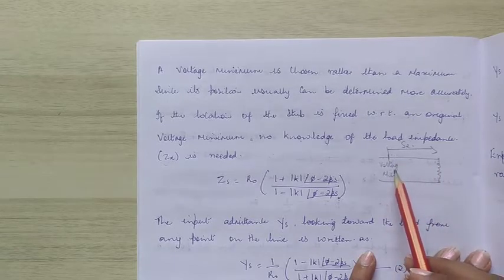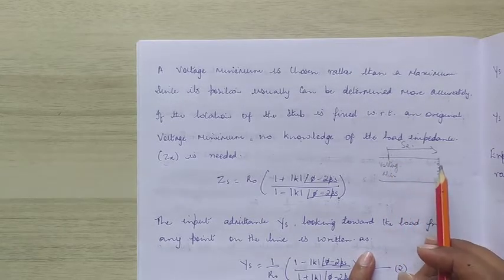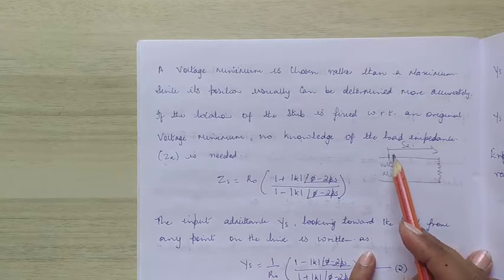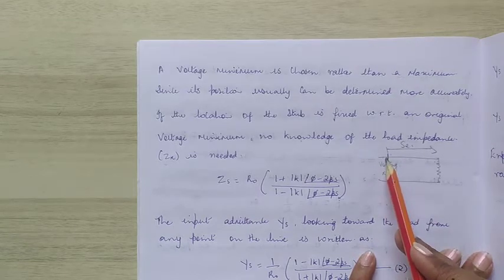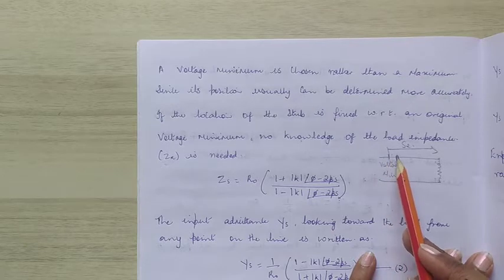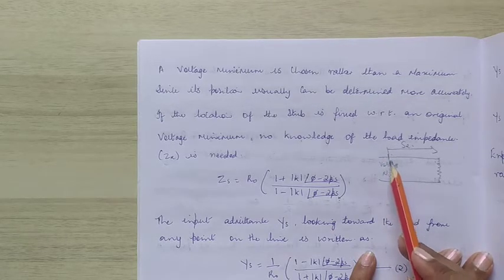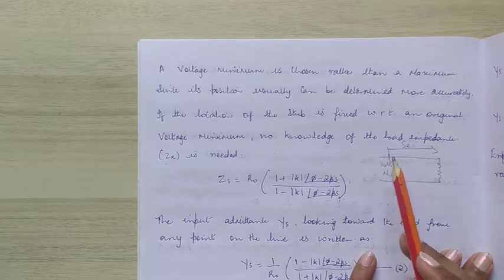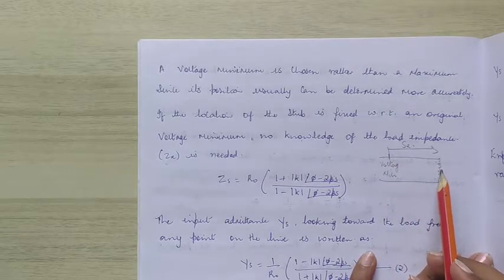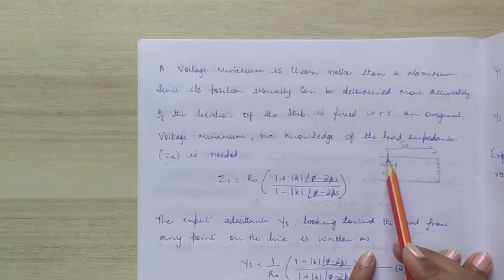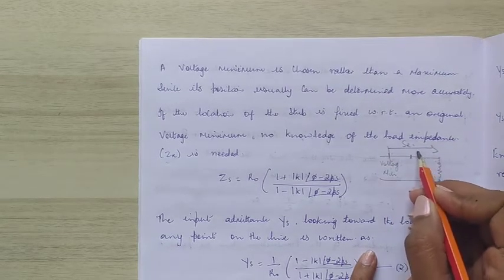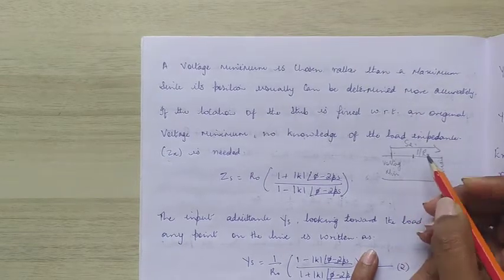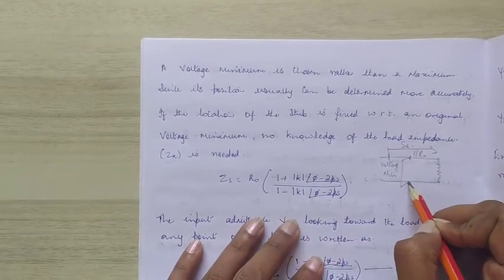Now, why is it that we take a voltage minima and not a voltage maxima? We take a voltage minima because it can be more accurately measured in comparison to a voltage maxima. Measurement of a voltage minima can be done more accurately, and that is why we are taking a voltage minima. We choose a voltage minima that is closest to the load. Fine. Now, between this voltage minima and the load, you find the spot at which the conductance is going to be equal to 1 by R naught. You place in the stub.